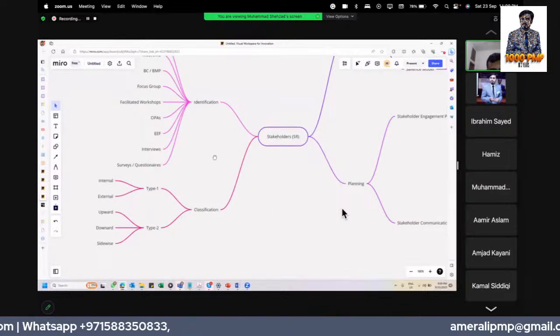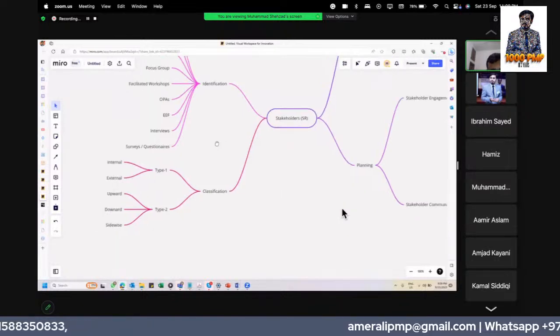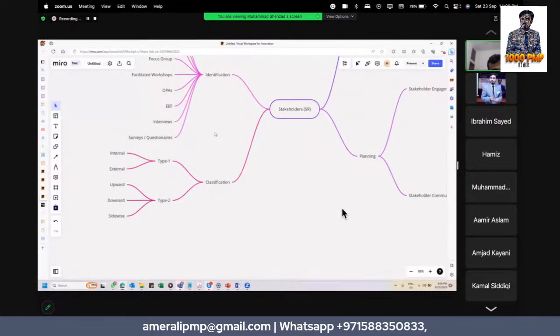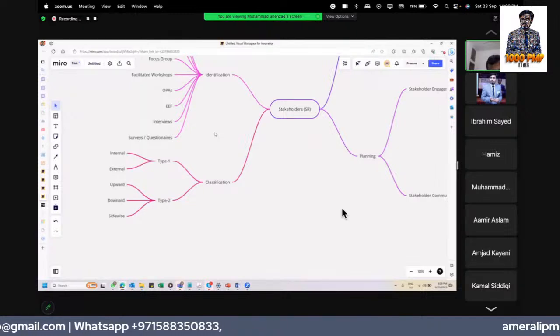And the stakeholder classification. Stakeholders are classified into type 1 and type 2. Type 1 is internal stakeholder and external stakeholder. Type 2 is upward, downward, and sidewise.